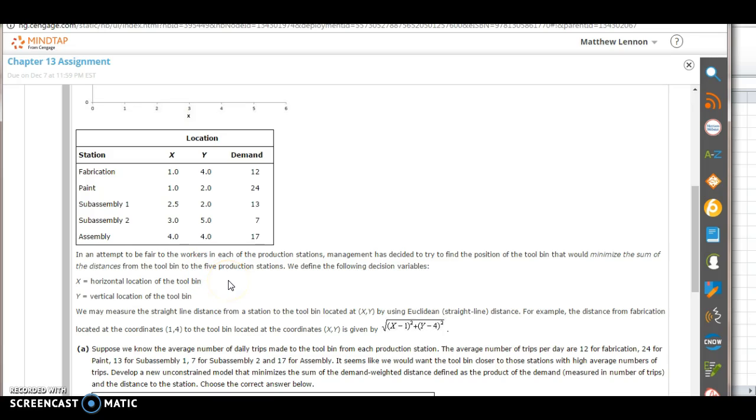And notice we have the Euclidean coordinates of each point, 1, 4, 1, 2, 2.5, 2, 3, 5, and 4, 4. So we're looking for the demand times each of the distances. So the first one, for instance, should be 12 times the square root of x minus 1 squared plus y minus 4 squared.